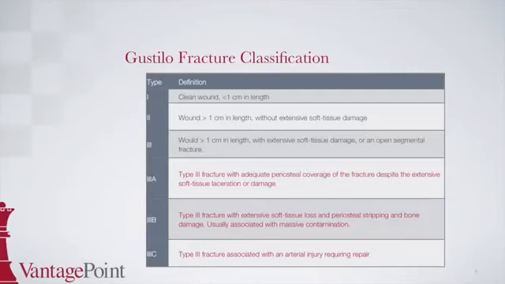Subtype 3A is an open fracture with extensive soft tissue damage, but the periosteum membrane, which covers the outer surface of all bones, is intact. Subtype 3B is an open fracture with periosteum stripping and extensive soft tissue loss. Subtype 3C is for open fractures with major arterial injury requiring repair for limb salvage.